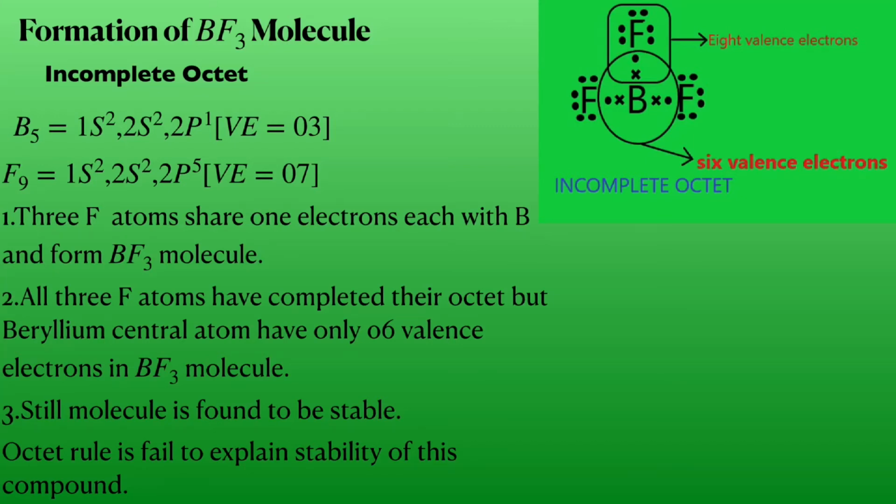The three fluorine atoms share their one electron each with boron and form the BF3 molecule. All three fluorine atoms have completed their octet, but the boron central atom has only 6 valence electrons, which is shown in the circle in the diagram. But still, this molecule is found to be stable. Octet rule fails to explain the stability of this compound, though it has less than 8 valence electrons in it.